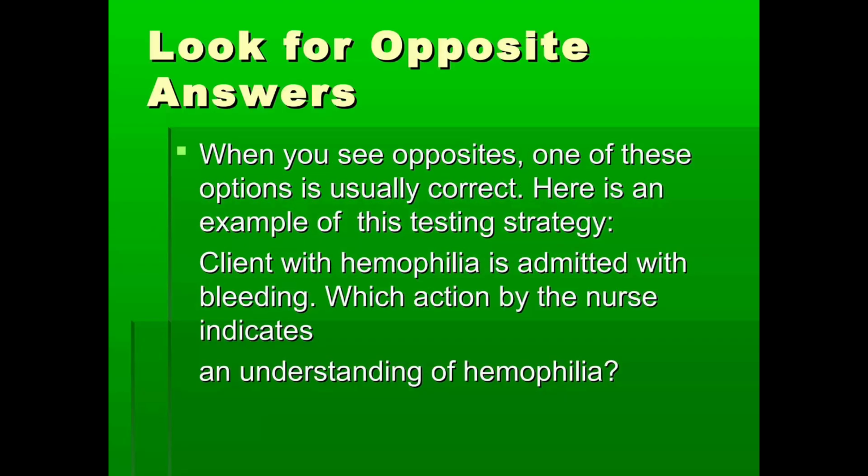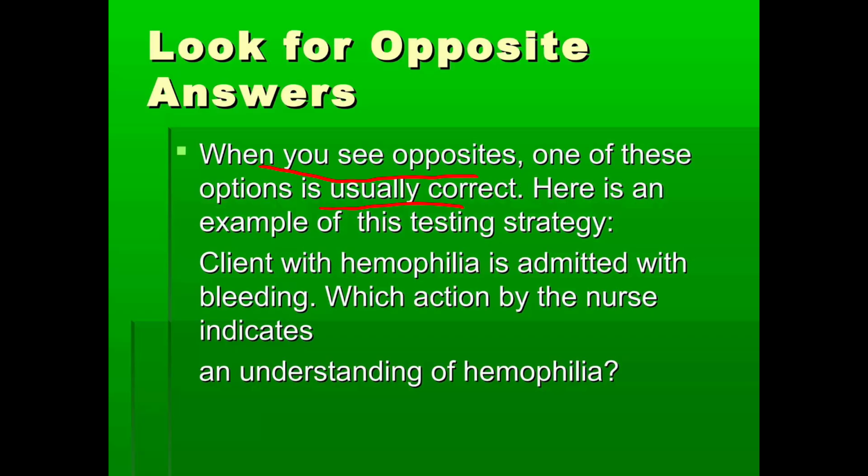What's the other thing that we can also use? We can look for opposite answers. How does this come about? When you see opposites, one of these options is usually correct. Don't forget about that. Let me underline it for you. When you see opposites, one of these options is usually correct. Here is an example of this testing strategy.